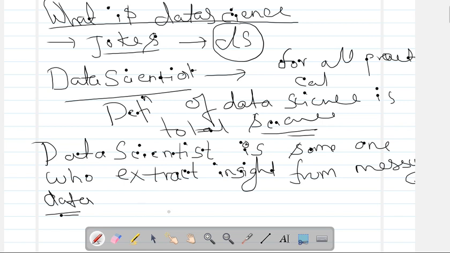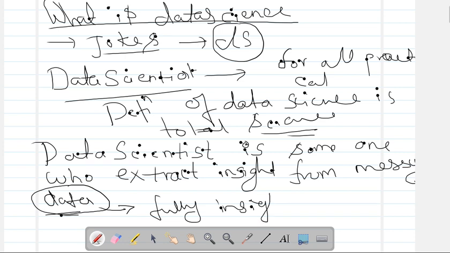In today's world, people are turning data into insights. So what we can say is that data is converted into a full insight piece, so everybody can understand what the data scientist is telling. For example, let's take another page so we will understand it clearly.